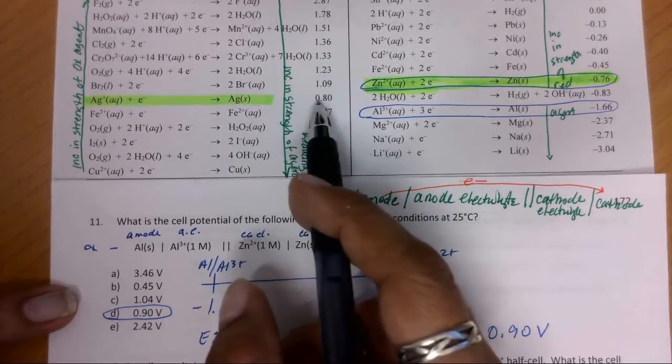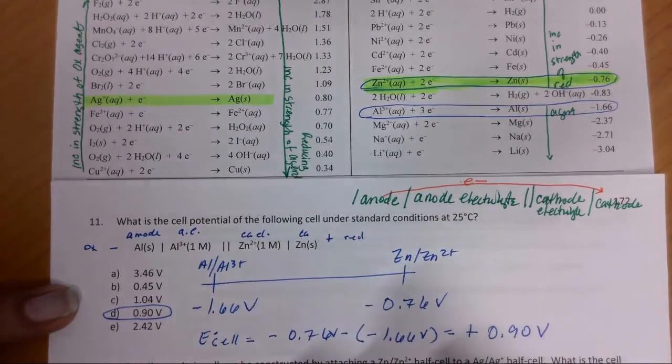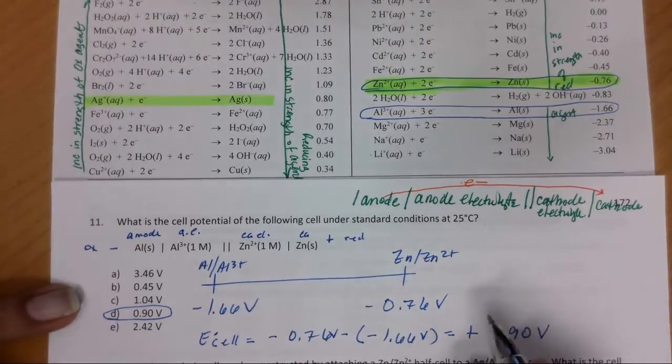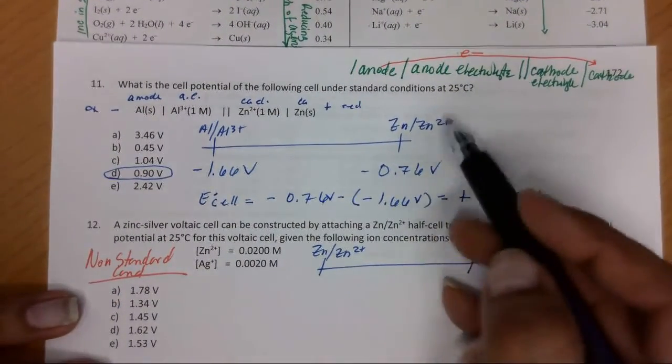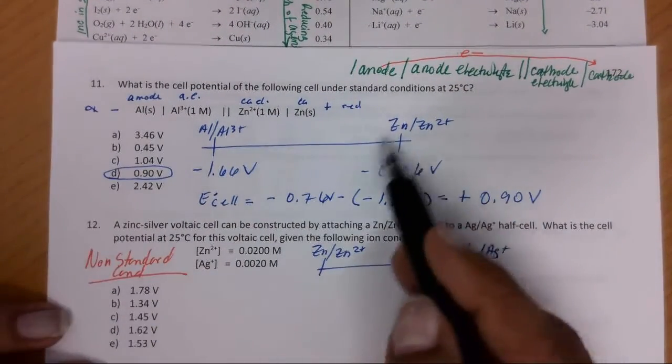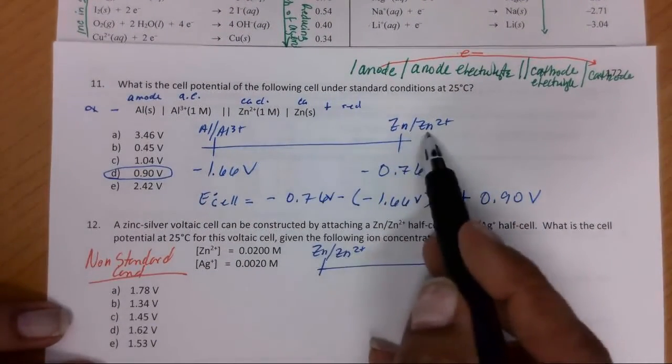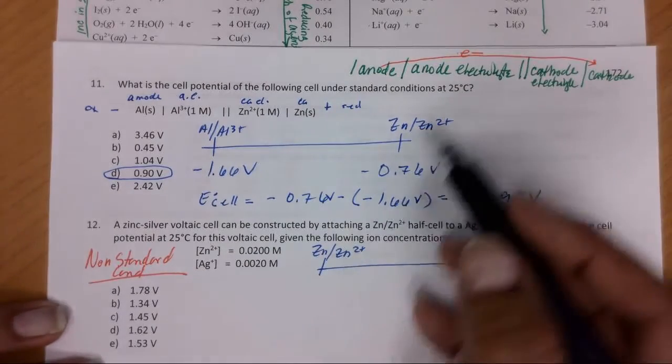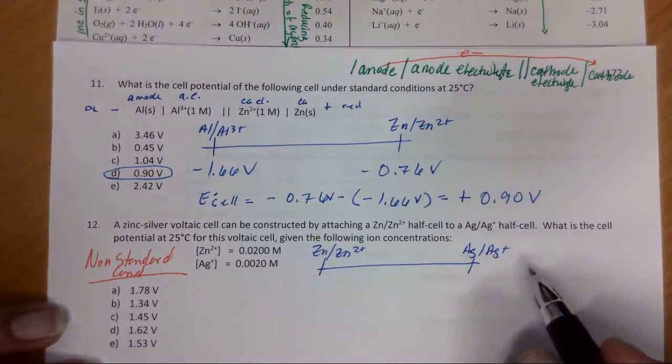It's got a more positive value. So if I do my little number line, my horizontal line, then I know on here I have Ag to Ag plus, and here's zinc and zinc 2 plus. See, and if you notice, in this problem, zinc was a cathode. Now zinc is an anode. There's no guarantee. It just depends on what they're being compared to.